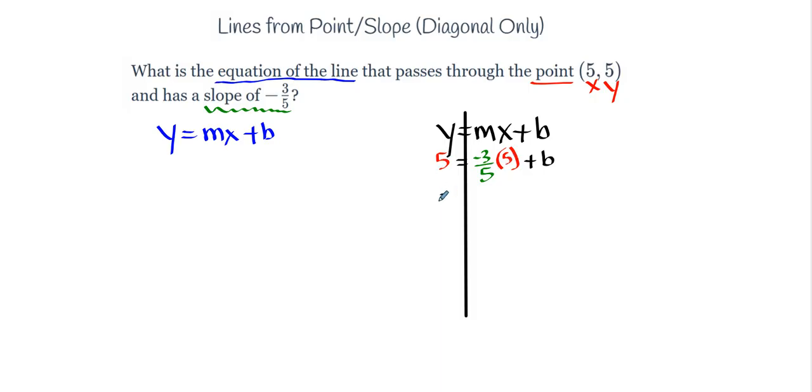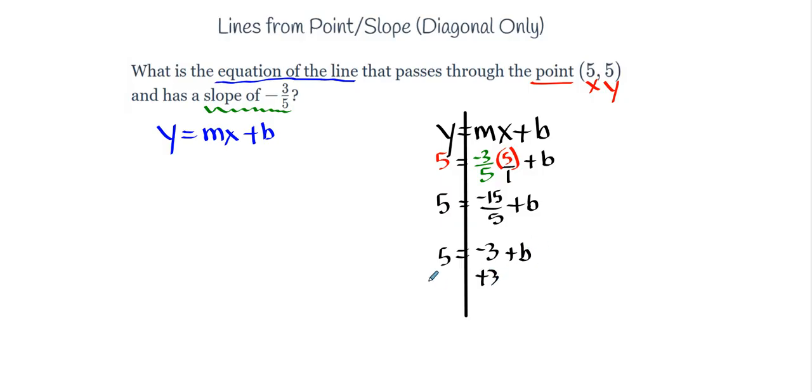But I would have 5 is equal to negative 3 over 5. I can make this 5 a fraction by putting it over 1. And negative 3 times 5 is negative 15, and 5 times 1 is 5, plus b. They do help you out with this negative 15 over 5. Every time I've seen this, it is going to reduce to an integer. In other words, negative 15 divided by 5 gives you a negative 3. Again, notice it's a fraction, and then it becomes an integer. So I have 5 is equal to negative 3 plus b.